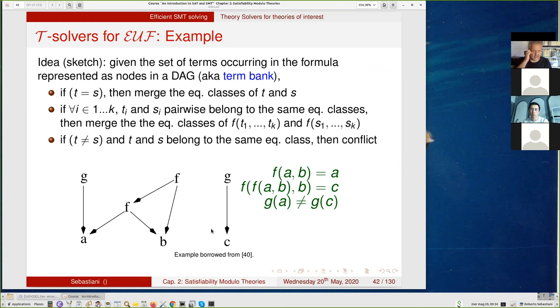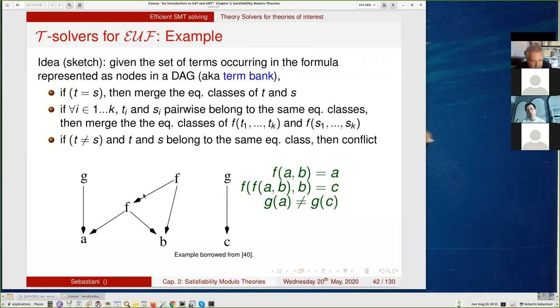So the algorithm works as follows. You have a term bank, a representation of all the terms that occur in a formula. For instance, you have f of a of b, which is a tree with variables and constants as leaves, and then function symbols, also predicates. You can see a predicate as a function whose codomain is Boolean.